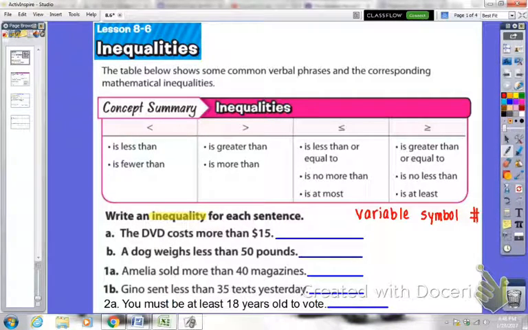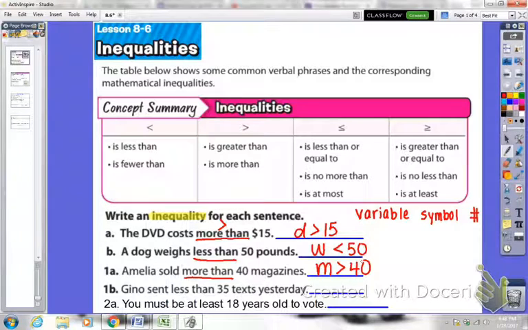So the DVD costs more than $15. Keyword is more than, which means greater than. So the D for DVD is greater than 15. A dog weighs less than 50 pounds, so the dog's weight, W, has to be smaller than 50 pounds. Emilio sold more than 40 magazines, so the number of magazines has to be more than 40, so bigger than 40.